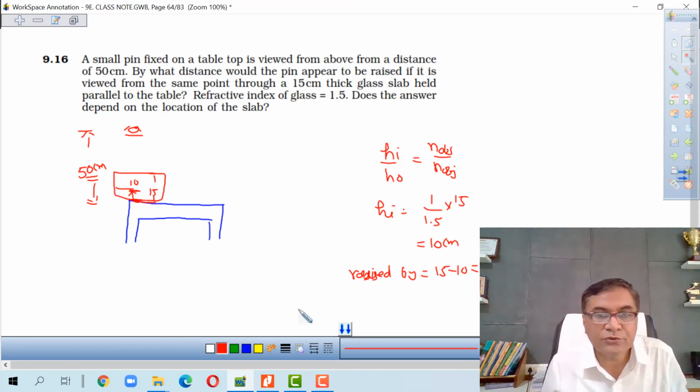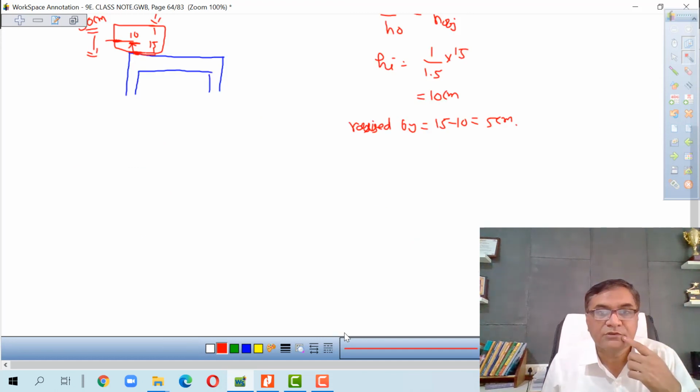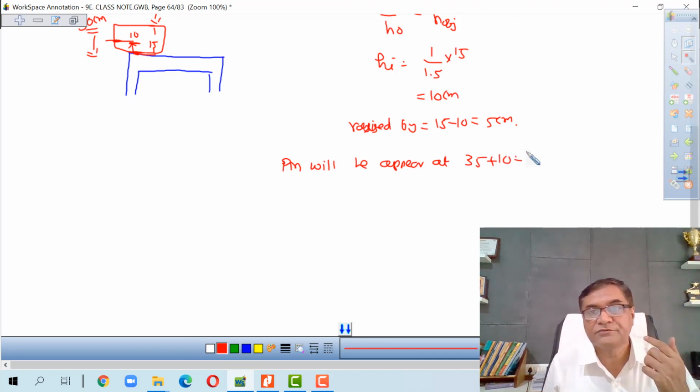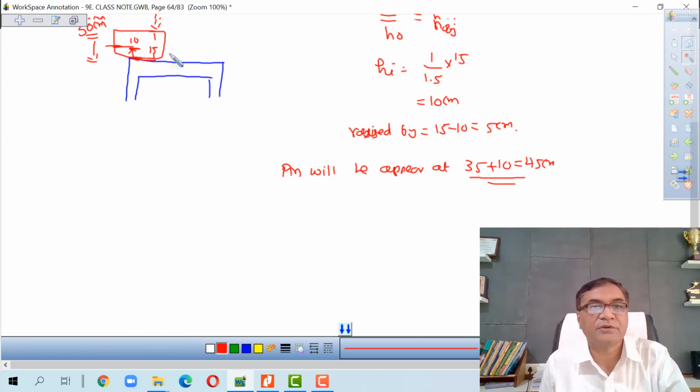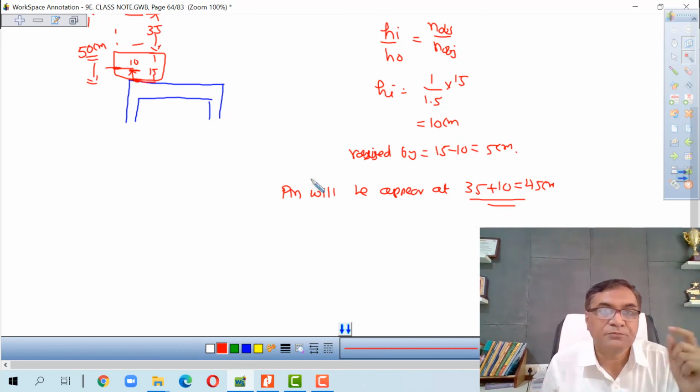Now see, here the distance is 50 minus 15, 35. 35 plus 10 gives 45, so it is raised by 5. Now the pin will appear at 35 plus 10, so 45 centimeter. And you can see it doesn't depend on the position. Wherever you place the slab, here or higher up, it does not depend on that. The pin will appear at 45 centimeter. Okay.